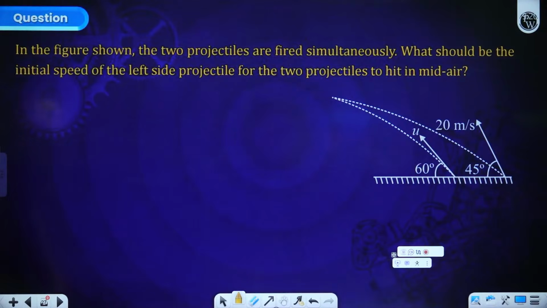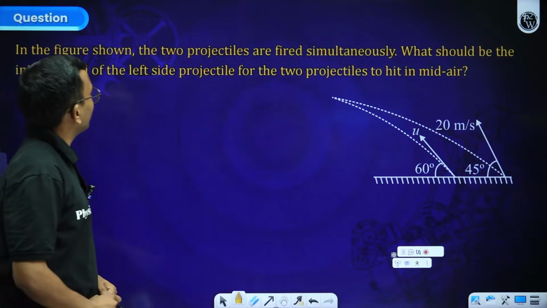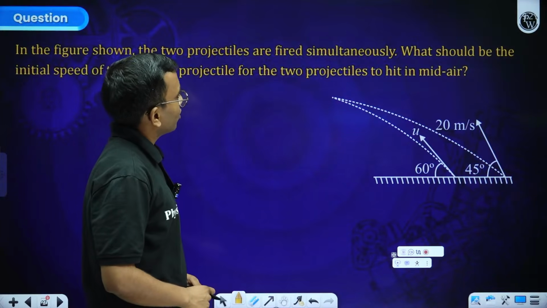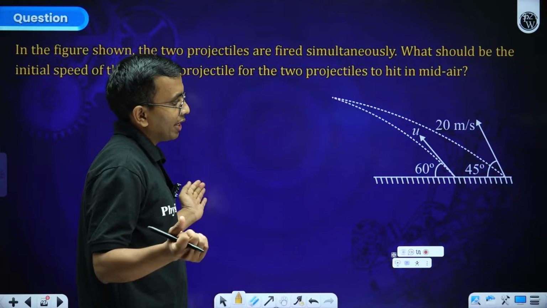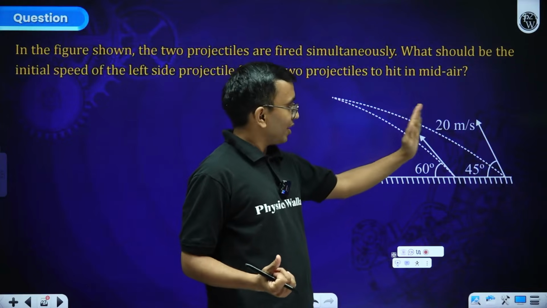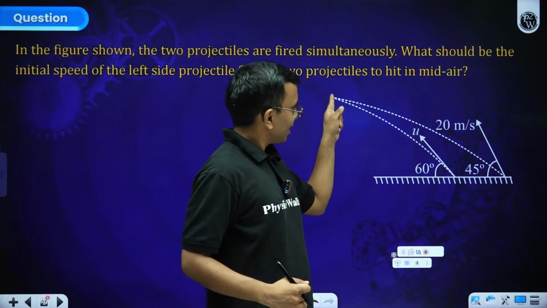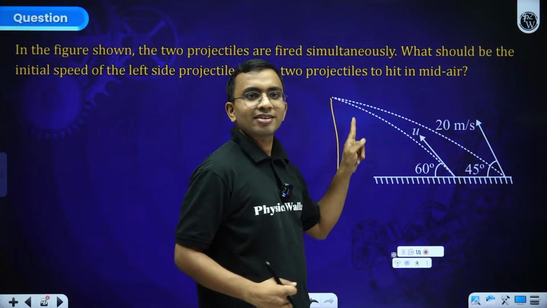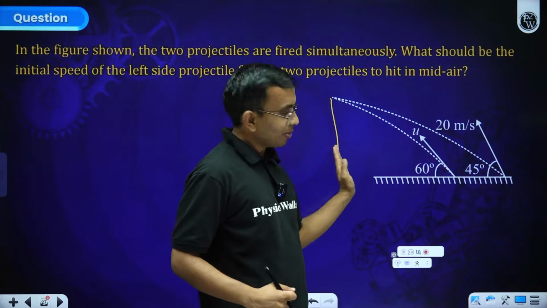In the figure shown, two projectiles are fired simultaneously. What should be the initial speed of the left side projectile for the two projectiles to hit in mid-air? They should have the same vertical component. They are having the same displacement along the y-axis in time t.